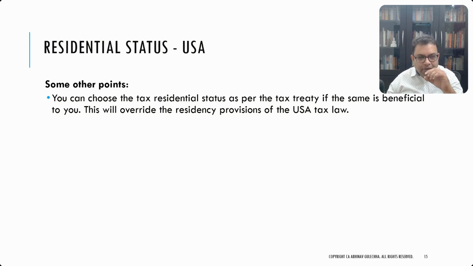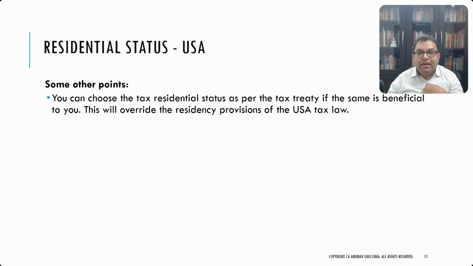So for example, if I qualify as a tax resident or resident alien as per the USA tax law, however, I check the DTAA. Remember, the DTAA overrides the internal tax code of the country. So the DTAA overrides the Indian tax law, and it overrides the USA tax law, right? So if as a taxpayer it is more advantageous for me, I can go and rely on the DTA provisions, and I can check my residency as per the DTA.